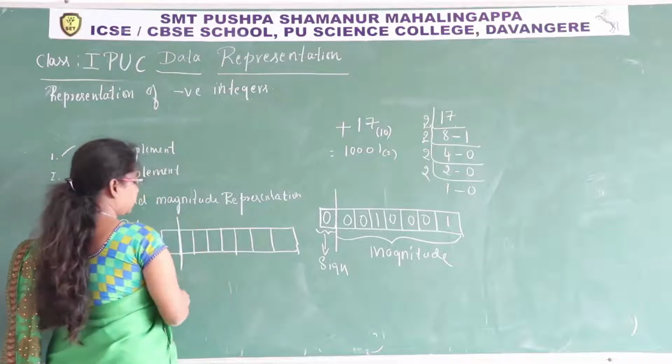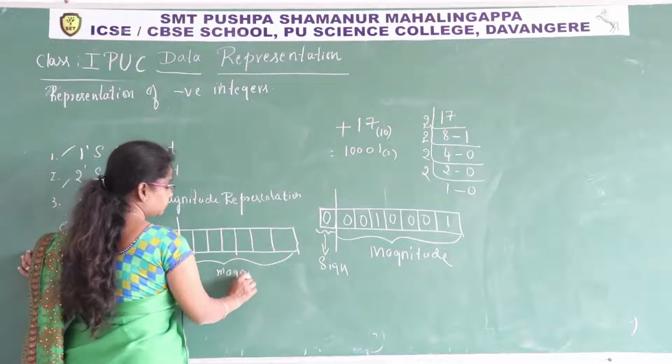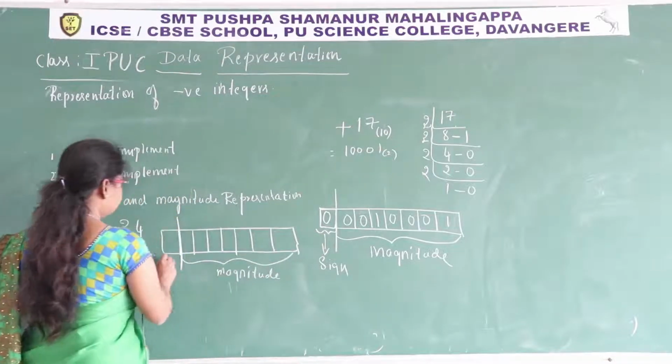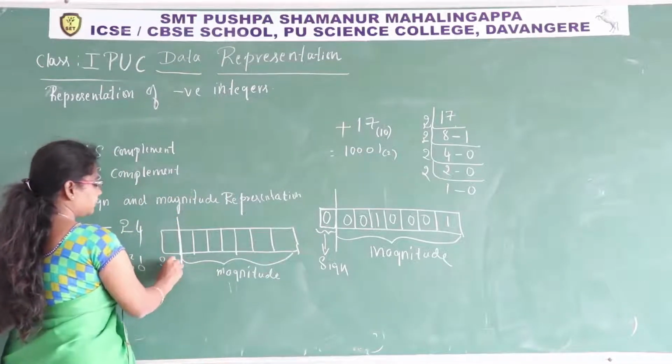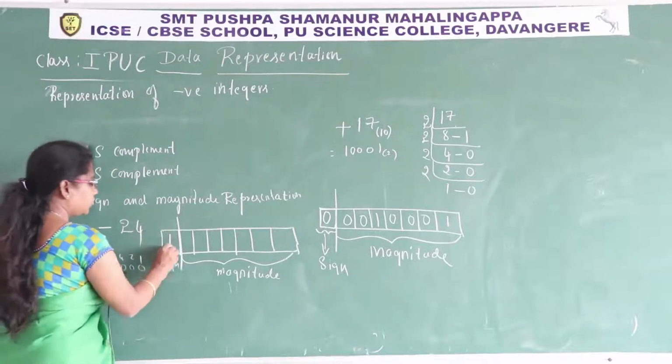So among 8 bits, 7 bits for magnitude and this 1 bit for sign. So the number is a negative number. How to represent? We have to write 1.